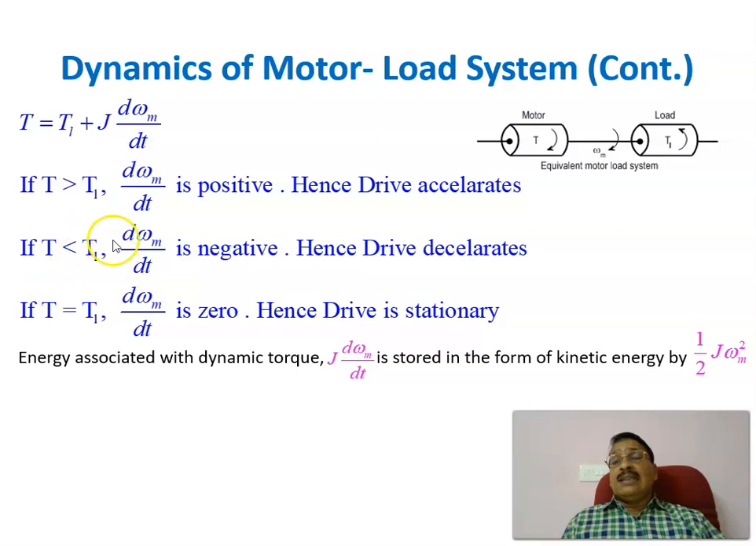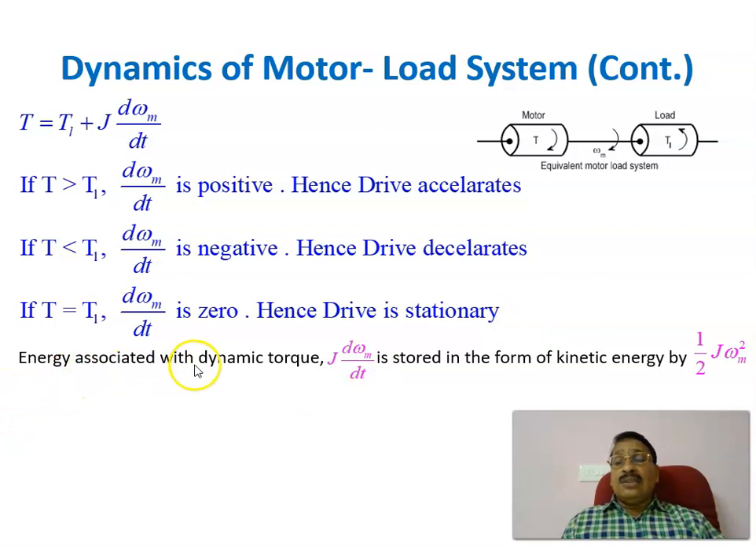If T is less than TL, if the electromagnetic torque developed by the motor is less than the load torque, then d omega m by dt is negative, meaning that the drive is decelerating. Or if T equals TL, if the electromagnetic torque developed by the motor is equal to the torque demanded by the load, then d omega m by dt equals 0, and in that case we call the drive stationary, that is, running at steady speed.